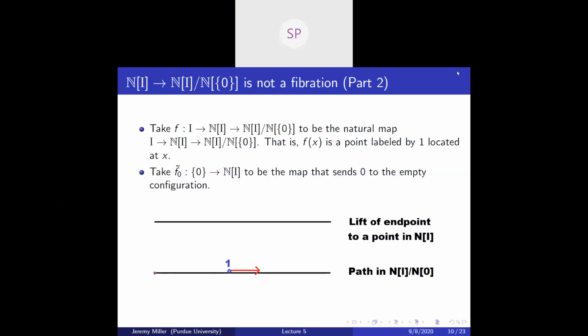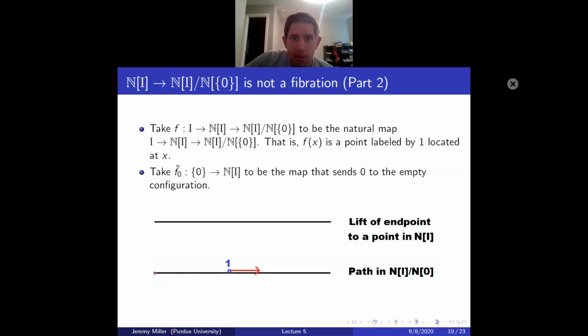Could you elaborate a little more on why f naught tilde is a valid lift of the endpoint? Oh yeah. At time t, we have one point located at t in the interval. So at time 0, we have one point located at 0 in the interval, but we're modding out by the free abelian group on this purple point. Oh, okay. So it goes away. So at time 0, this is the same thing as the empty configuration. Okay, thank you. You can lift the empty configuration to the empty configuration.